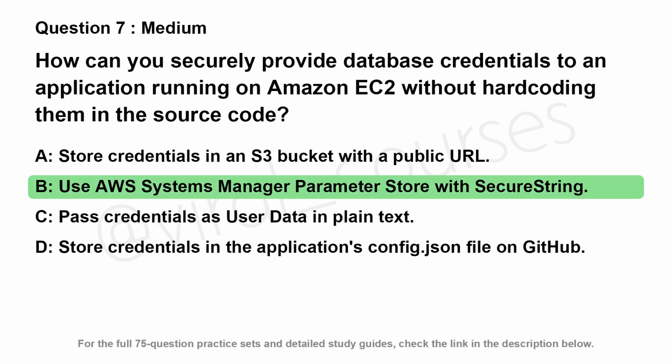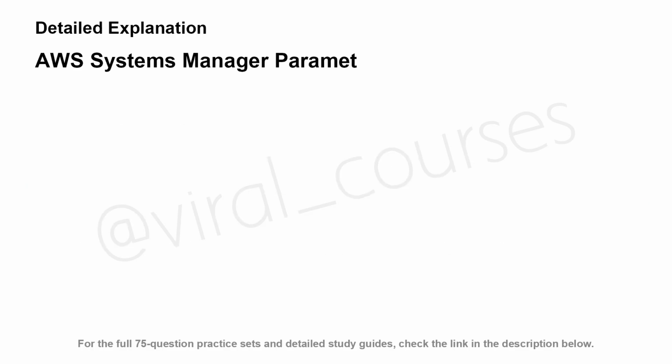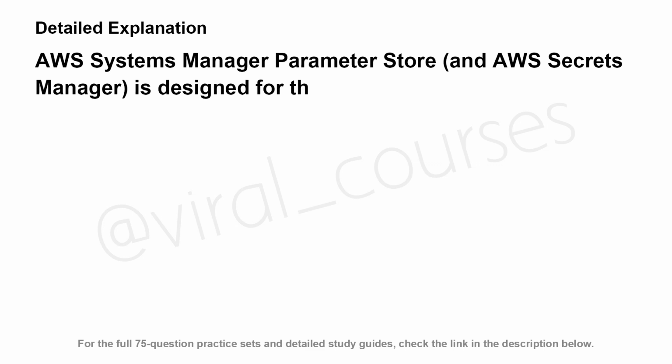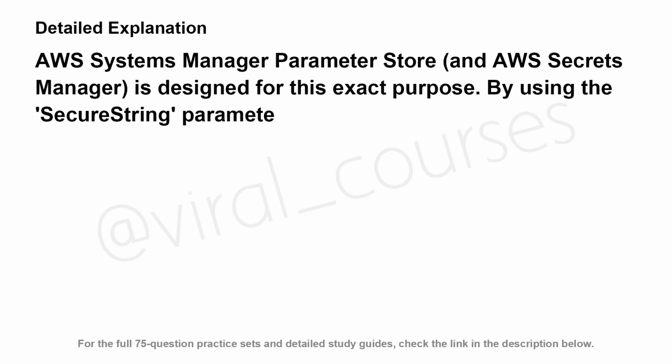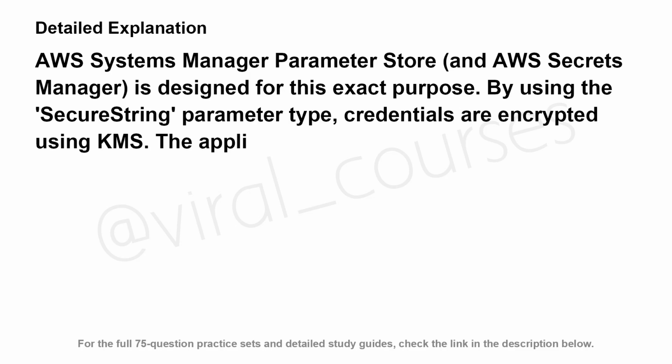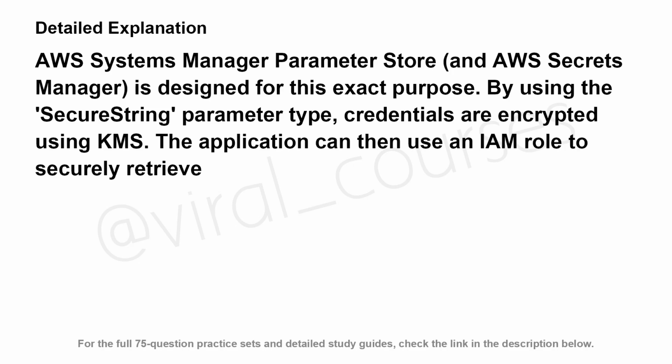The correct answer is B. AWS Systems Manager Parameter Store and AWS Secrets Manager are designed for this exact purpose. By using the secure string parameter type, credentials are encrypted using KMS. The application can then use an IAM role to securely retrieve the parameters at runtime.